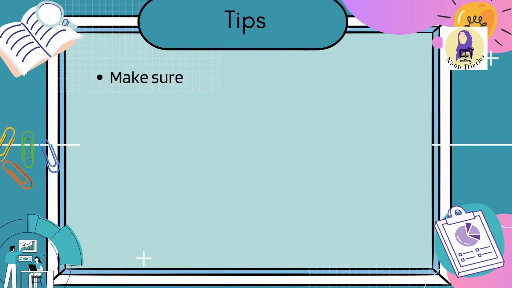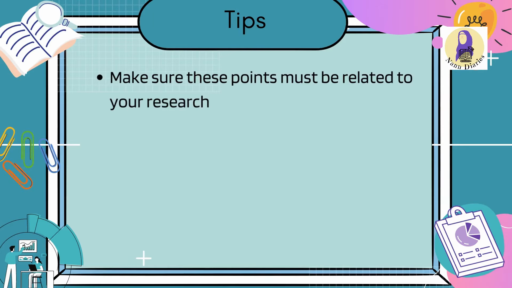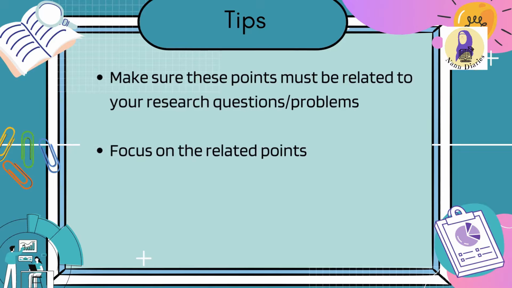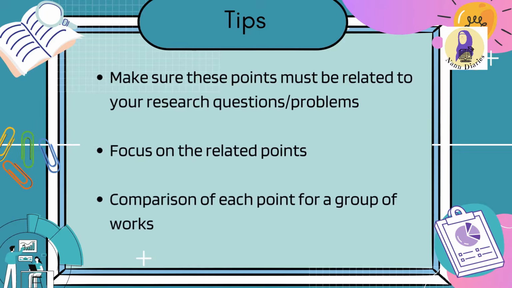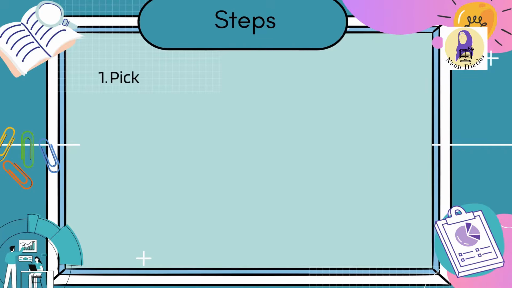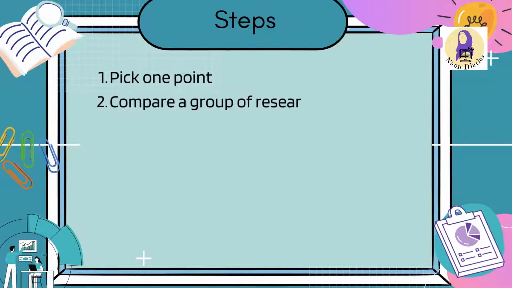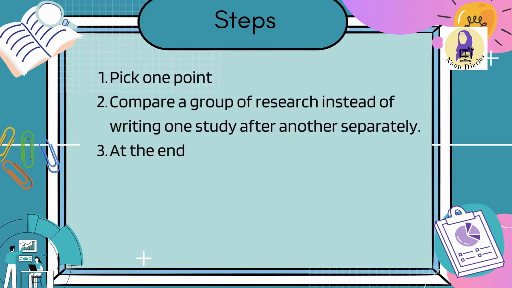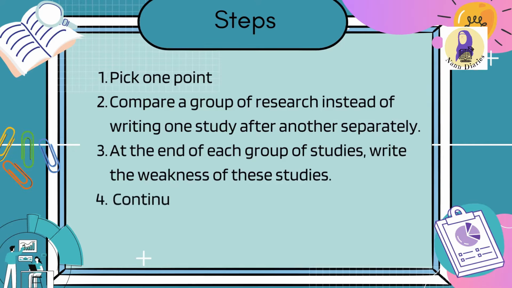So you will just pick the one that is related to your research paper and focus only on that related point. This is a step in comparison. Pick one point and then compare a group of research. After comparison, for each point, you can write their weakness at the end. And then you can do this process for the other points also.